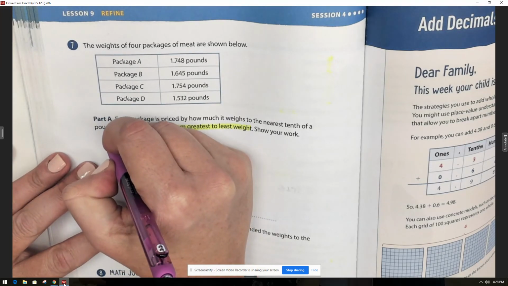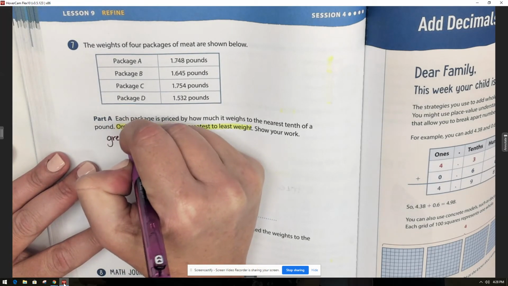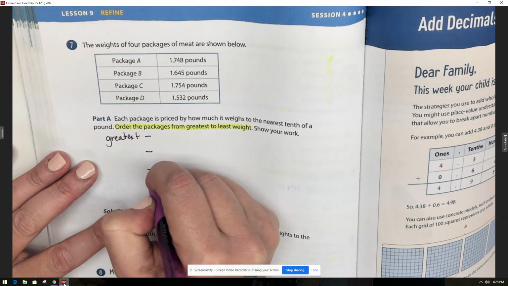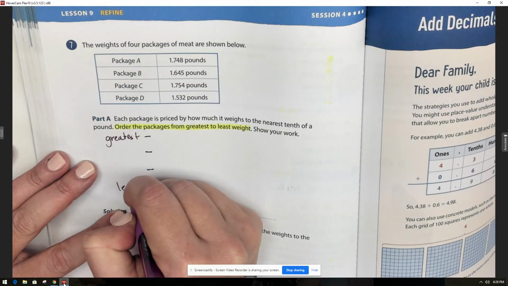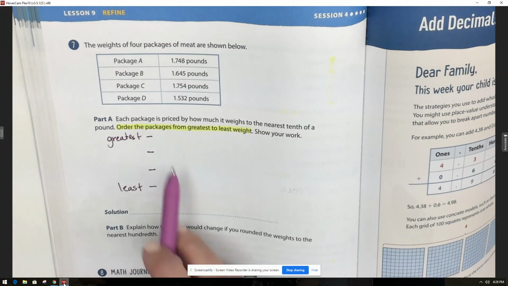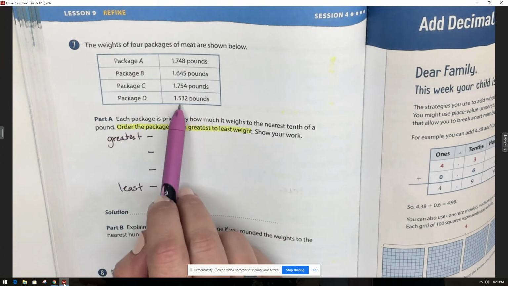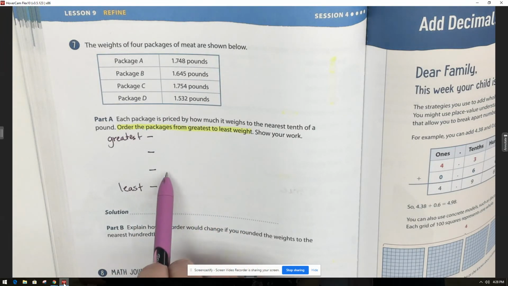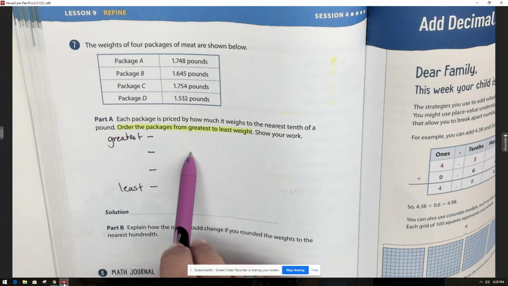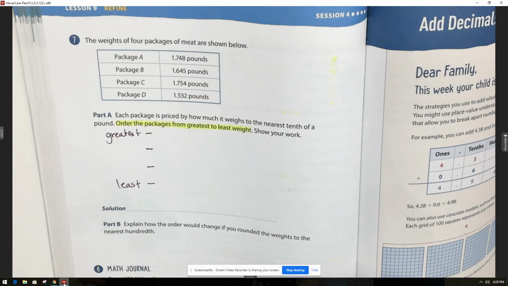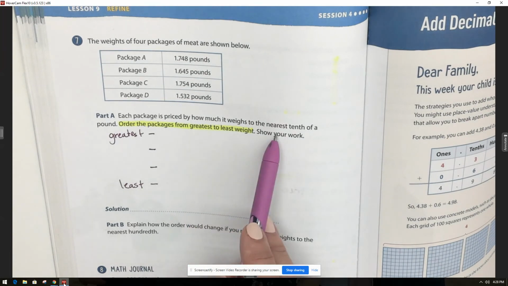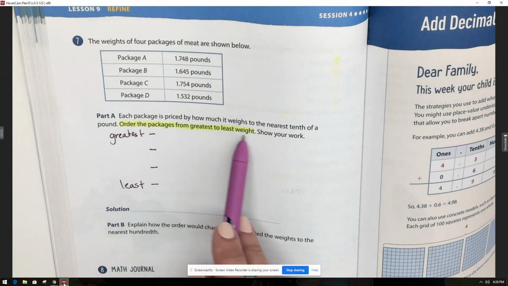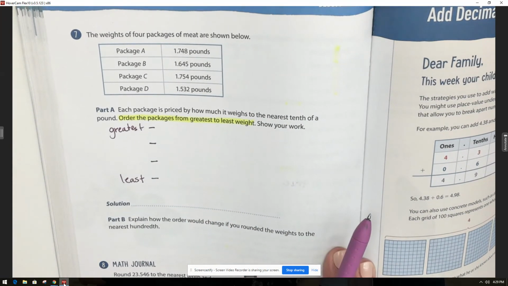So you're going to have the greatest, and then they're going to have 1 number there. Then the next number, then the next number, then the next number. And this number here is going to be your least. So figure out which is the smallest amount. If I were you, I'd start with smallest and put it here. And then your next smallest, and then your next smallest, and then your next smallest. Now, remember that you are ordering the packages from the greatest to the least.